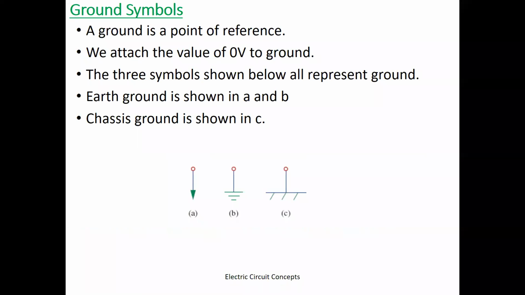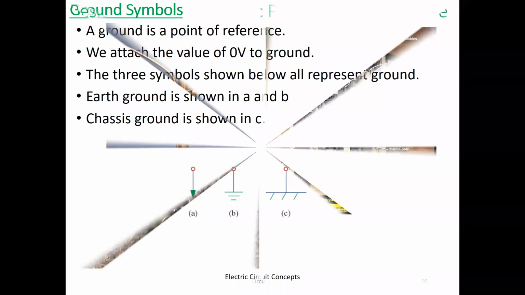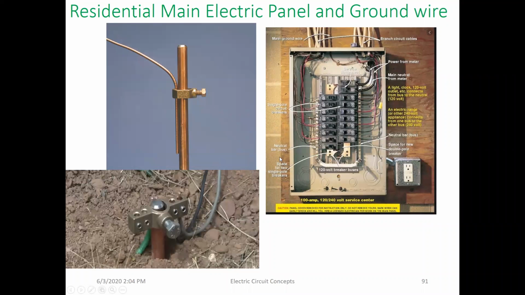The 3 symbols shown below represent ground. Earth ground is shown in A and B. Chassis ground is shown in figure C. So this is the actual ground here. We see here that the rod is about 4 feet long. That piece of rod has to be inserted into the ground.